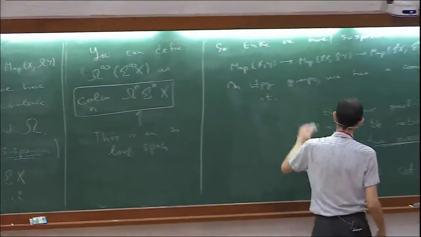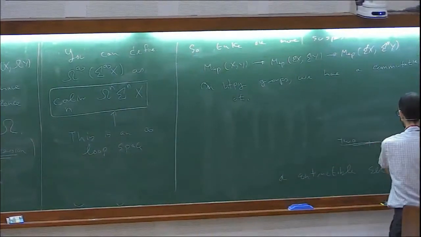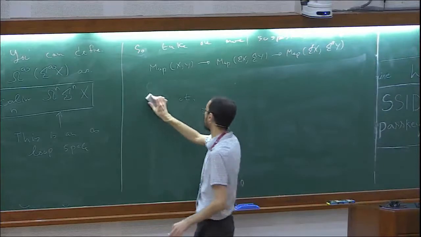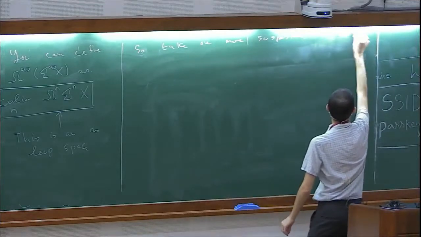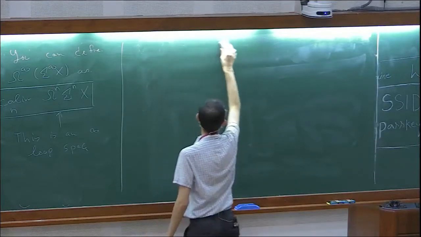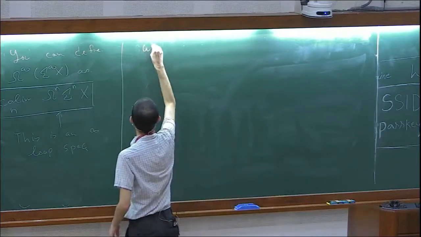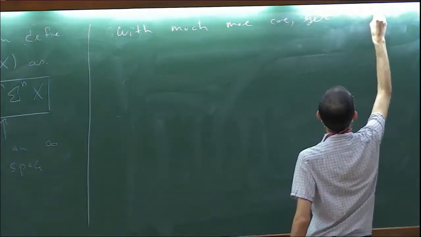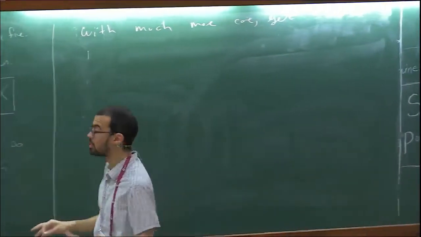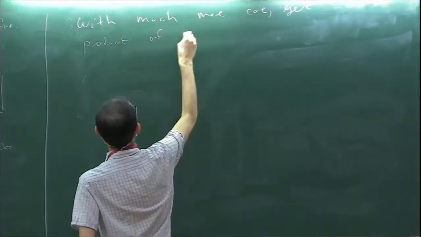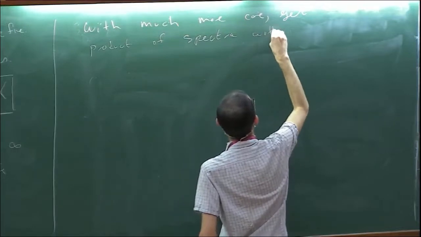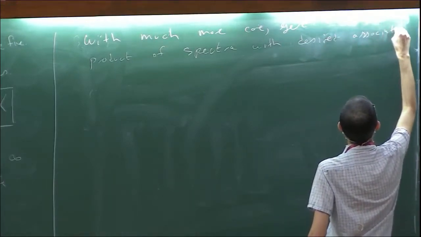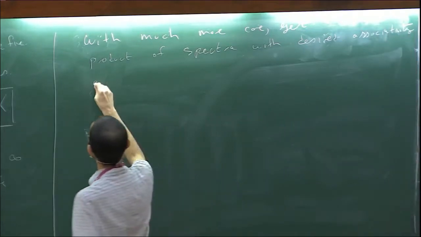Now what I'm absolutely not going to do is talk about ring spectra, but I will just say they exist. If you have a much more careful formulation of what it means to be a spectrum, you can make sense not just of a smash product of spectra, but of a smash product that is associative and commutative. So, with much more care, we get a smash product. Smash product just means basically some kind of tensor product of spectra with the desired associativity and commutativity.